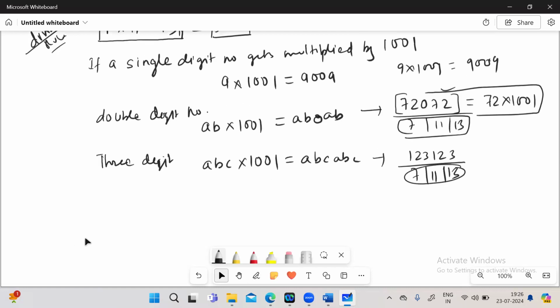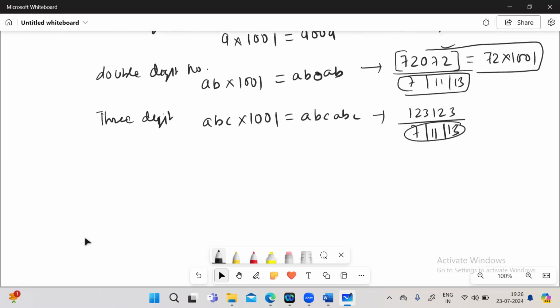So actually you can break the number. Like if somebody is asking whether 73259 is divisible by 13 or not, we can break the number into two parts, 73073 plus, plus what?